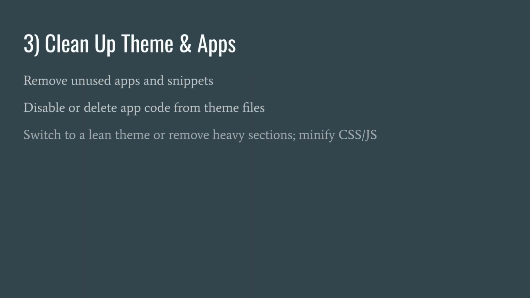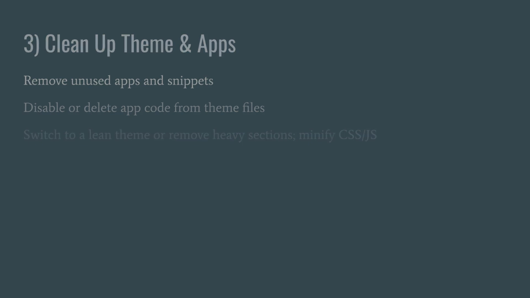The third step is to clean up your theme and apps. Remove any unused apps and code snippets. Disable or delete app code that remains in your theme files. Consider switching to a lean theme and minify your CSS and JavaScript files.